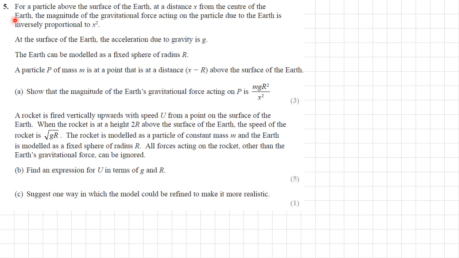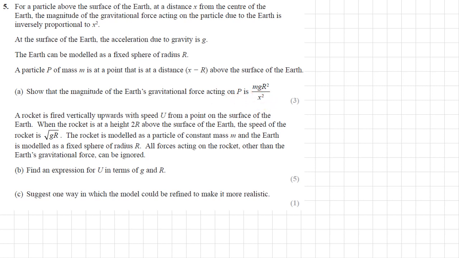Question 5. For a particle above the surface of the Earth at a distance x from the centre of the Earth, the magnitude of the gravitational force acting on the particle due to the Earth is inversely proportional to x squared. At the surface of the Earth, the acceleration due to gravity is g. The Earth can be modelled as a fixed sphere of radius r. A particle P of mass m is at a point that is at a distance x minus r above the surface of the Earth. Part A showed that the magnitude of the Earth's gravitational force acting on P is mgr squared over x squared.